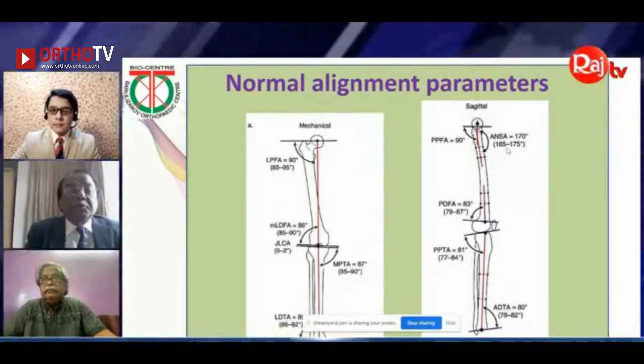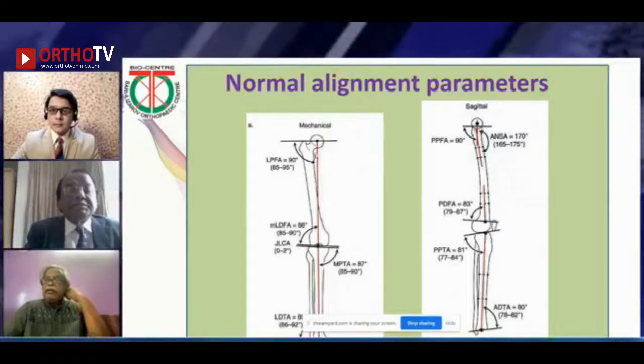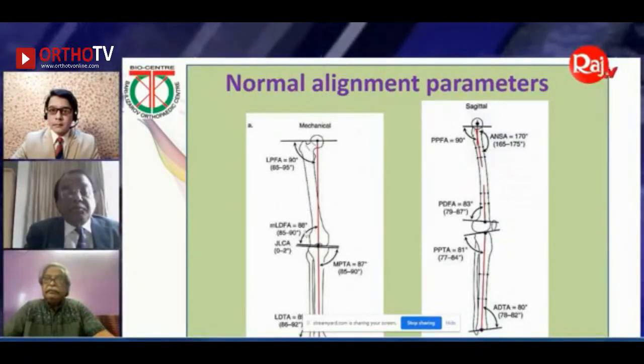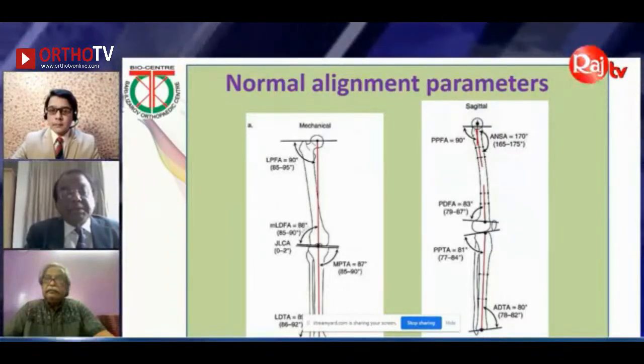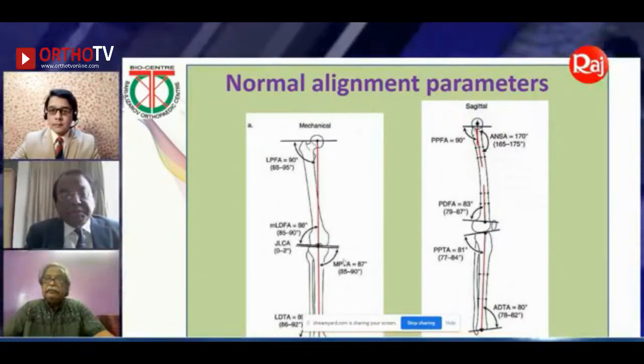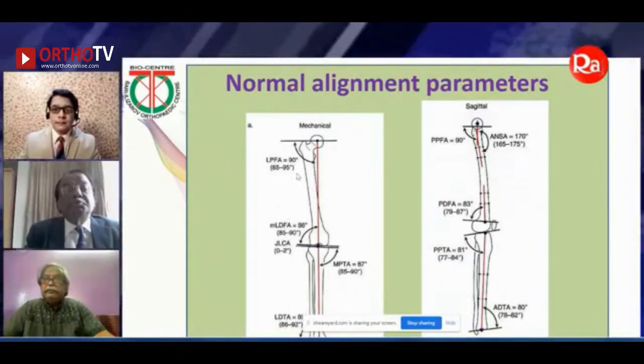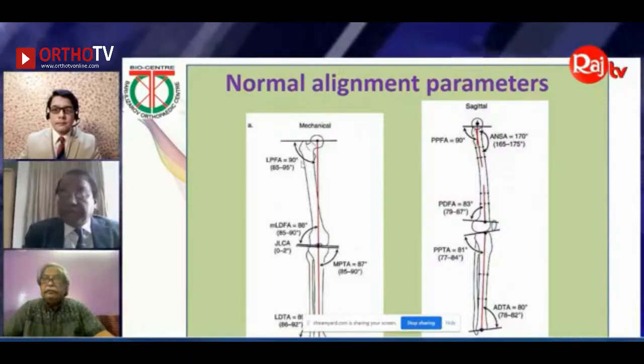I told you here, these are the angles. This is 90 degrees. To keep it in your mind, this is 87, here is 88, 87, and this is 90. Four angles. Then you will be able to do any kind of deformity correction.